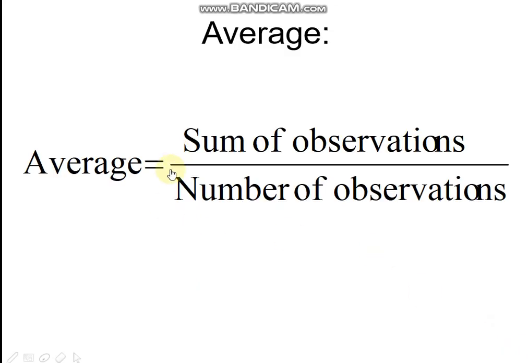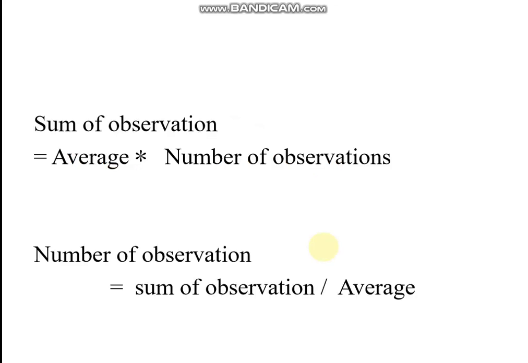What is average? Average equal to sum of observations divided by number of observations. Suppose we need to find the sum of observations, we just take the average into the number of observations. If we need to find the number of observations, it is the sum of observations divided by the average.